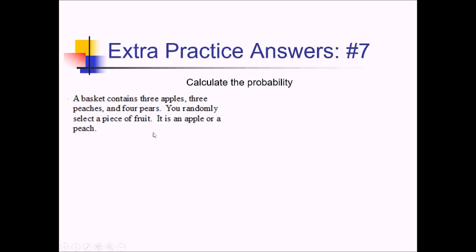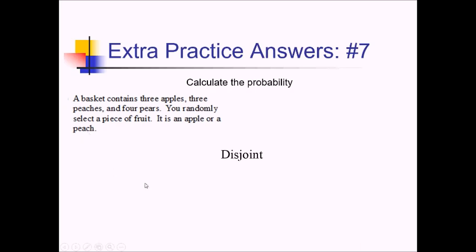There might be some kind of weird genetically modified peach apple, whatever that would be called. You could probably buy it at Wegmans. But there's no overlap in this particular problem. So since these are disjoint, we can just find the individual probabilities and add them together.